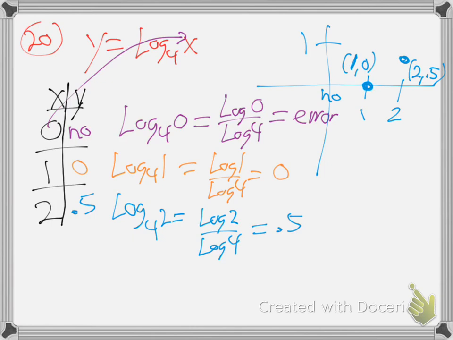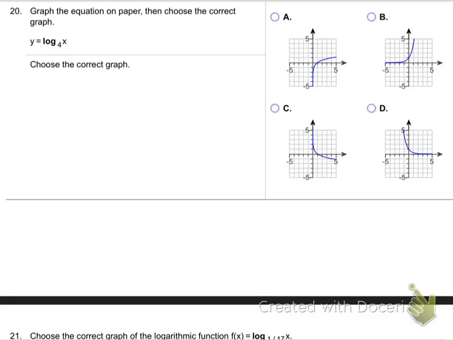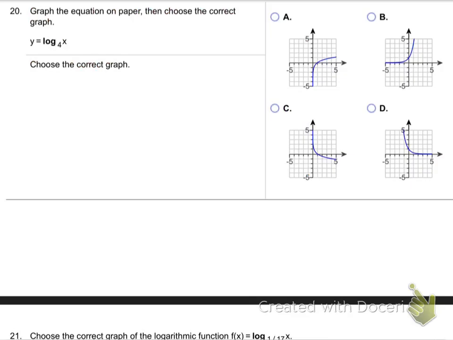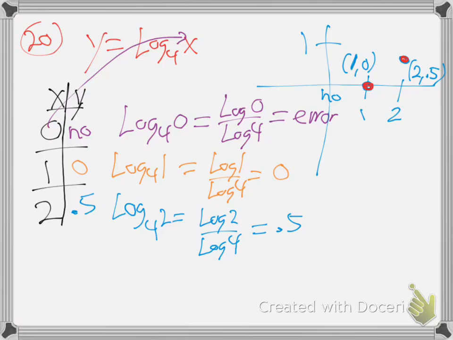Now, there's a lot of things you could do with those two dots. Now, what are we going to do? Well, let's go back and look at which graphs might have those two dots. Well, actually, there is only one that has a dot here and a dot there. Can you see it? Yeah, it's A.